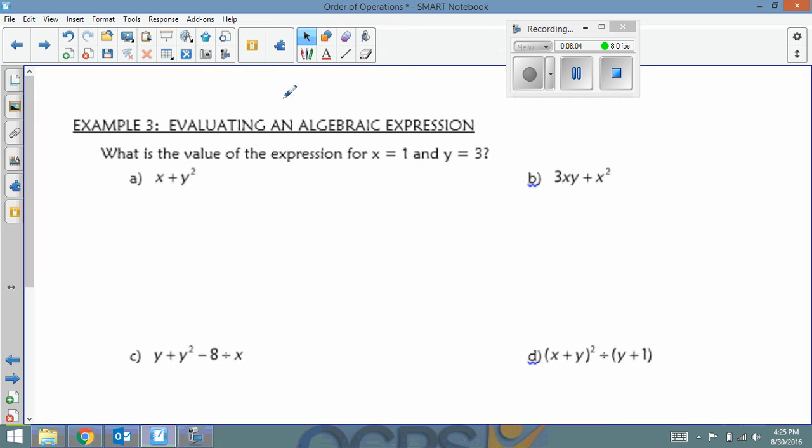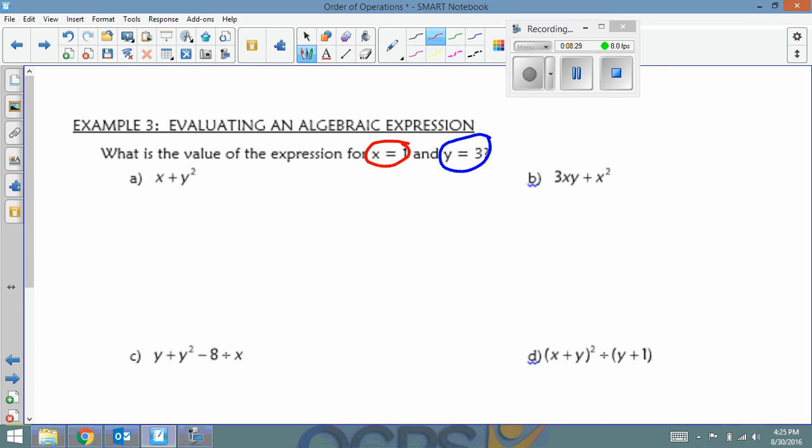Okay, so now we're actually going to evaluate expressions. So we talked about that word evaluate, and what that word means is anytime I see a letter, I'm going to replace it with a number. So how do I know what numbers to replace? Well, they tell you. Here they tell me x is equal to 1. That means every single time I see an x, I'm going to replace it with 1. Here they tell me y is 3. So every time I see a y, I'm going to replace it with 3.